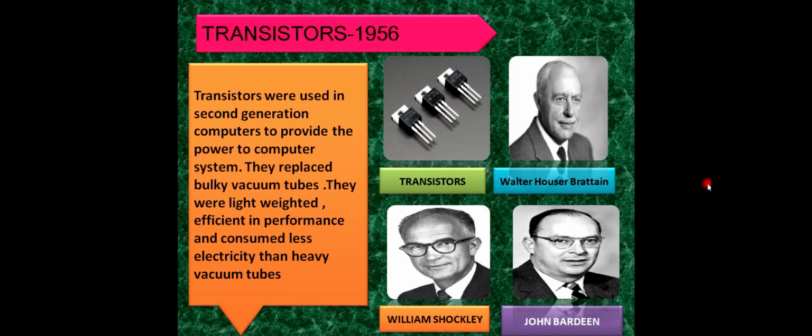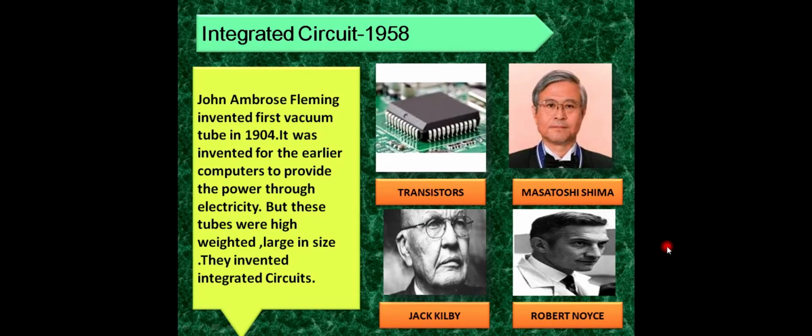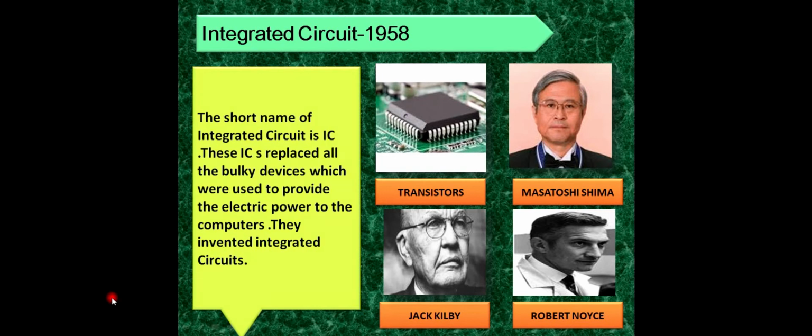The next thing is the integrated circuit. It was developed in 1958, and these three persons developed this IC. An IC is actually a smaller chip inside your computer system. Nowadays, the name of this chip is a microprocessor. We use this device to provide electricity to our computer and to operate all the devices in a proper way. The short name of integrated circuit is IC.